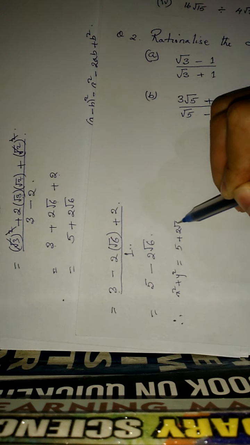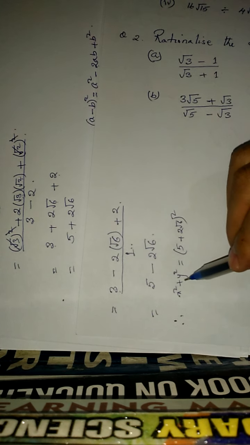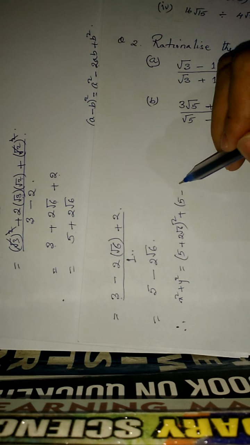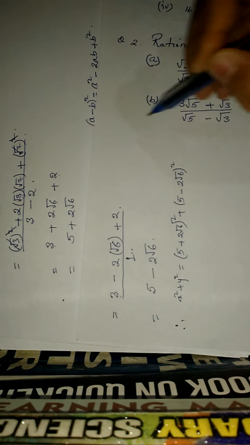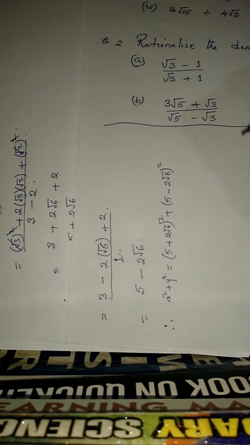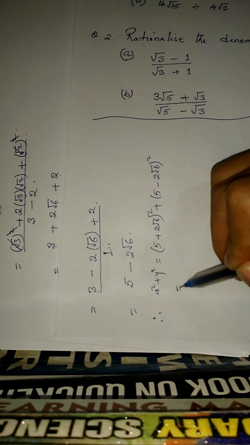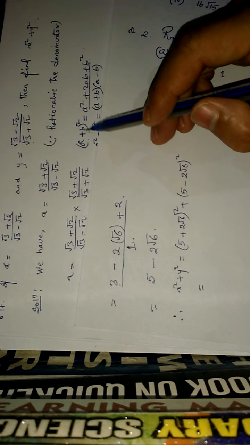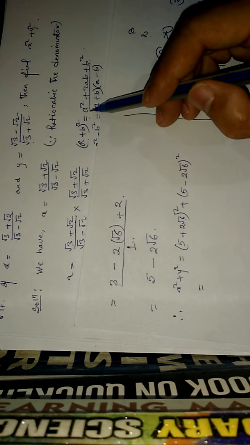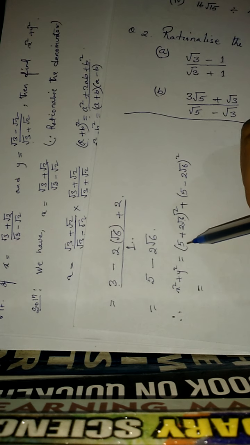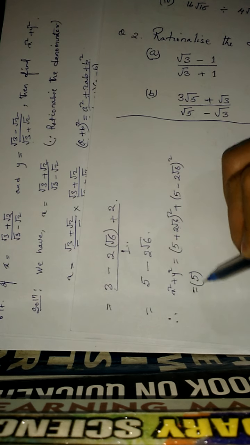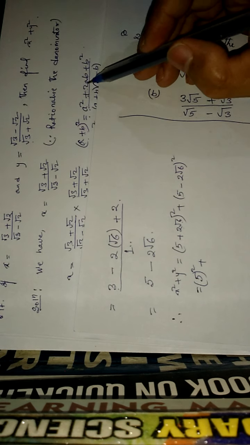Then the a plus b whole square formula. The expanded form is a square plus 2ab plus b square. A is 5, b is 2 root 6. A square will be 5 square, plus 2 times a and b, where a is 5 and b is 2 root 6, plus b square will be 2 root 6 squared. Okay, again plus.